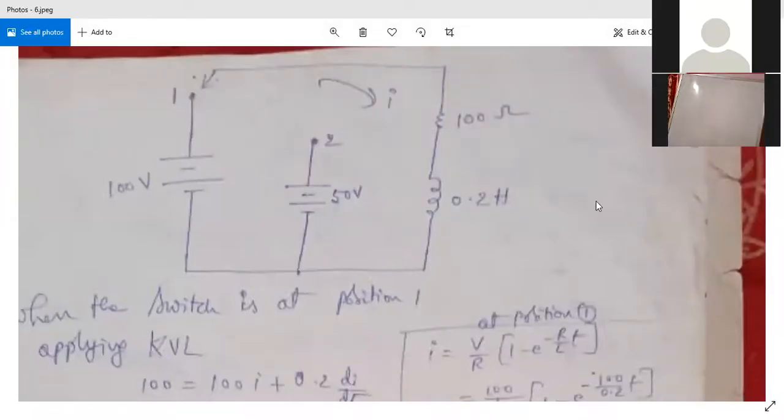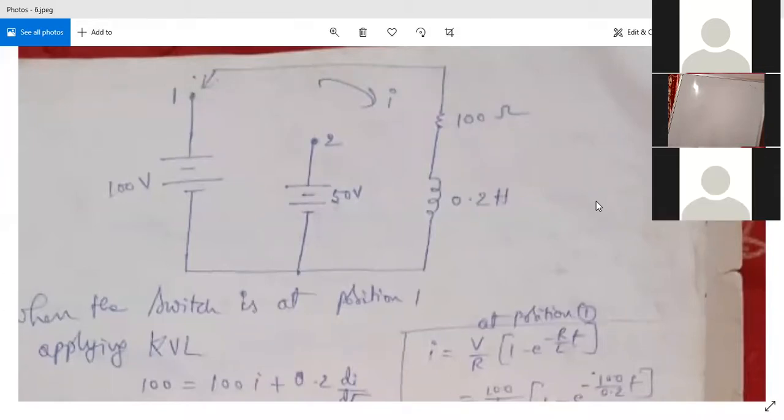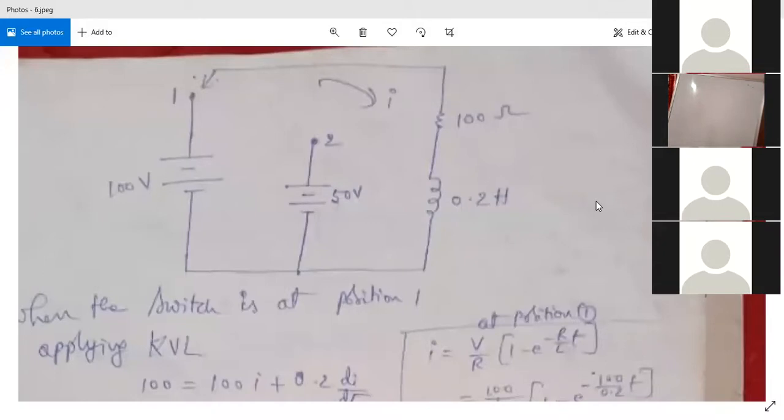Okay, in the last class we had done the problem on series RL transition circuit. What is the current equation in series RL transition circuit? I is equal to V by R into 1 minus e power minus R by L into t. This is the current transient equation for series RL transient circuit. We have done the problem in the last class. We'll do one more problem in this class.